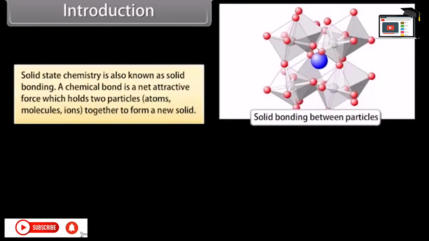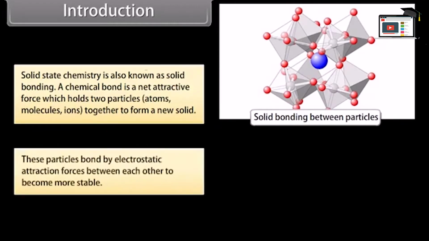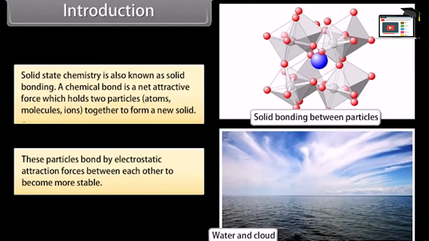Solid-state chemistry is also known as solid bonding. A chemical bond is a net attractive force which holds two particles, atoms, molecules, or ions together to form a new solid. These particles bond by electrostatic attraction forces between each other to become more stable. Think about it. If you are not solid, you will be nothing, not even water or cloud. Thanks to solid bonding.